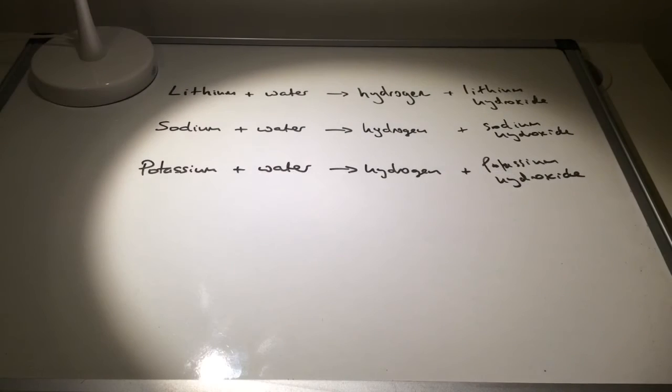I'm sure you worked it out. Sodium and water would make hydrogen and sodium hydroxide. Potassium and water would make hydrogen and potassium hydroxide. And if I'd chosen all of the other members of group 1, it would have been the same idea.